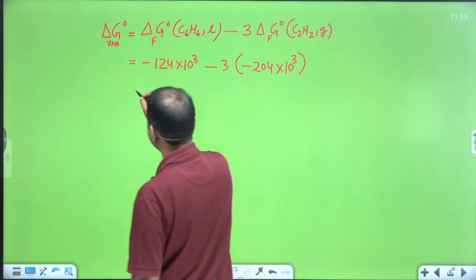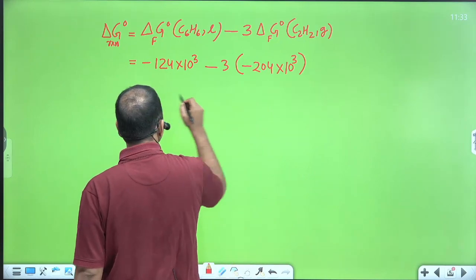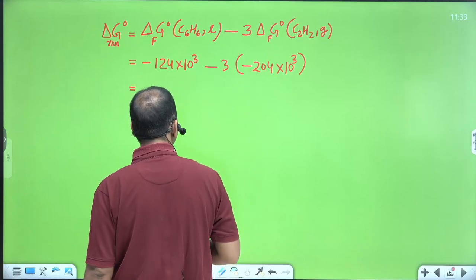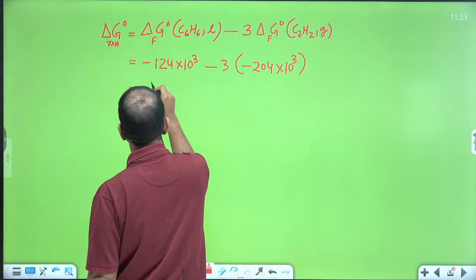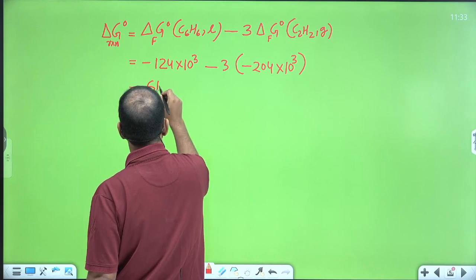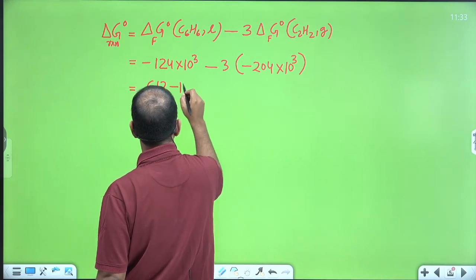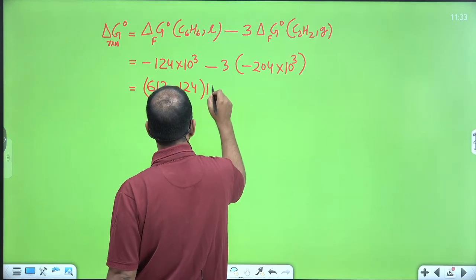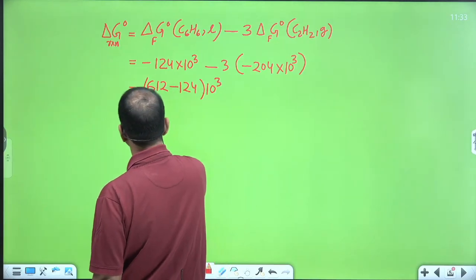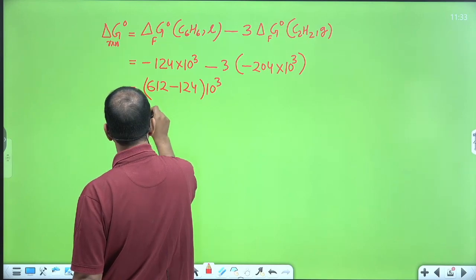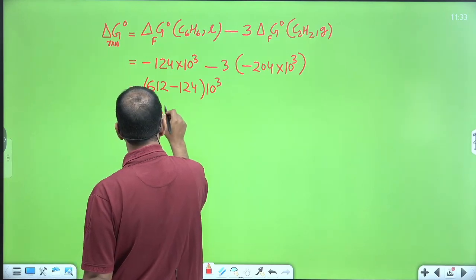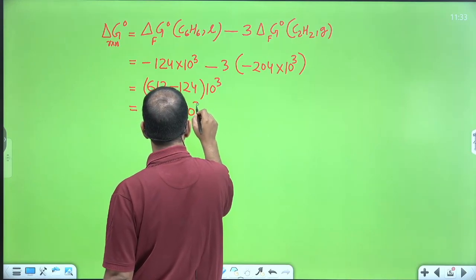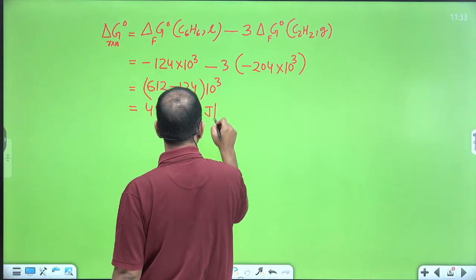Now we can simplify this. If I multiply 3 into 204, this minus and minus will become plus. So 612 minus 124, into 10 to the power 3 will be common. So from here we are getting that this value of delta G naught of the reaction is equal to 488 into 10 to the power 3 joule per mole. So this is delta G naught of the reaction.